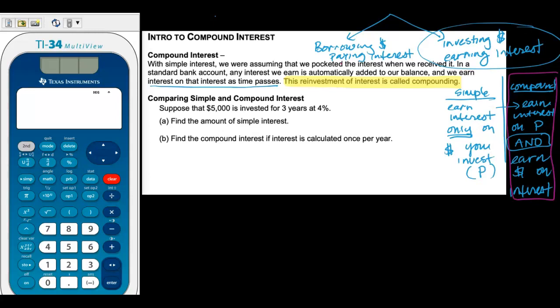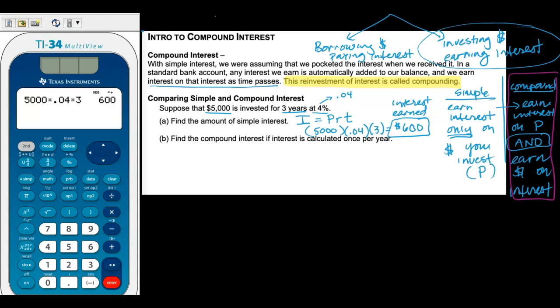So let's go ahead and we're going to do a really simple example where we look at a principal of $5,000 that's invested over 3 years at 4%. Let's find the amount of simple interest. And so I'm going to use the simple interest formula, I equals PRT, and I'm going to take the principal of $5,000, multiply it by 0.04, so that's the decimal equivalent of 4%, and then 3 years. And so I'm going to multiply those all out. And you can see I've earned $600. So that's earned.